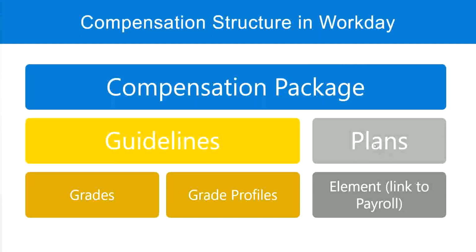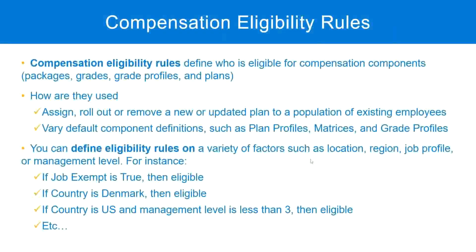And then we have plans. Plans are the different components for which an employee will get paid. And then we have the element. The element is the link between compensation in HCM and payroll in Workday. This is the actual heading under which an employee will get paid, right? So these are some of the things that we discussed yesterday, and then we started talking about the compensation eligibility rules.